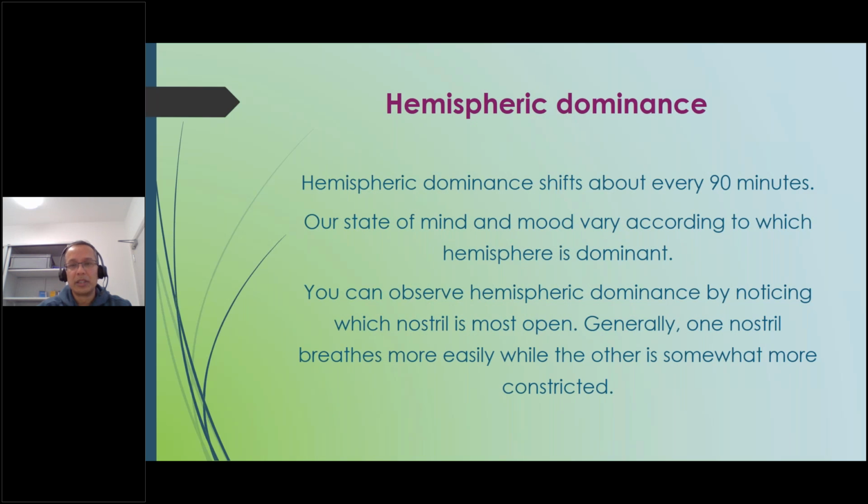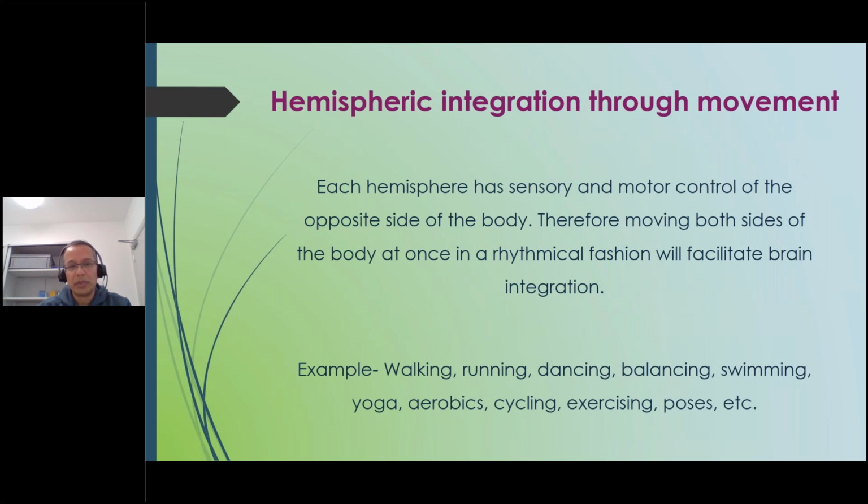So our brain dominance shifts between the right and the left hemisphere every 90 minutes approximately, but we can get them to integrate through movement. So for example, walking, running, dancing, balancing, swimming. Any movement that involves both sides of the body helps to integrate the two brain hemispheres. So we have a wholesome approach to learning something instead of just one-sided, either the creative or the analytical working at one time.